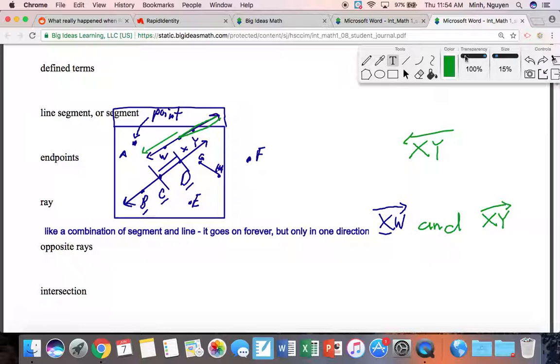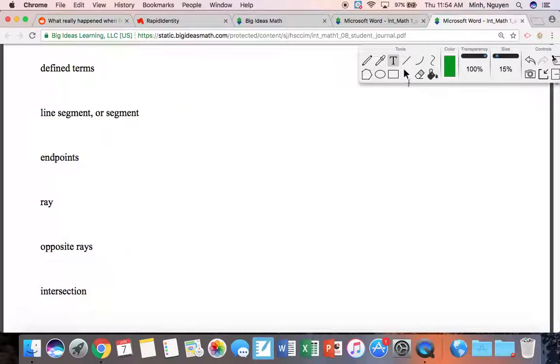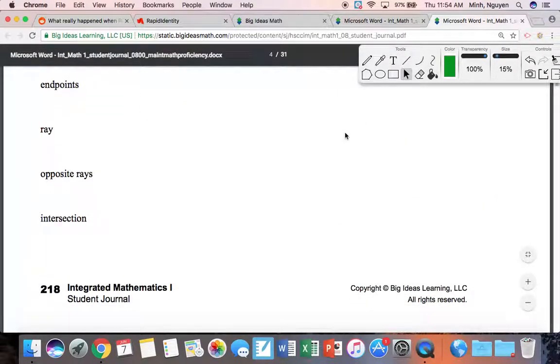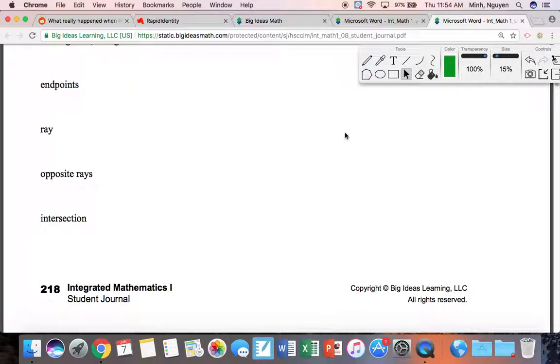Opposite rays are rays that point in opposite directions, and intersections are just like line intersections, where things meet. So that's an intersection, where shapes or figures meet or touch. Alright guys, I know that was a lot of vocab to digest, but it just comes with the territory of a new chapter.